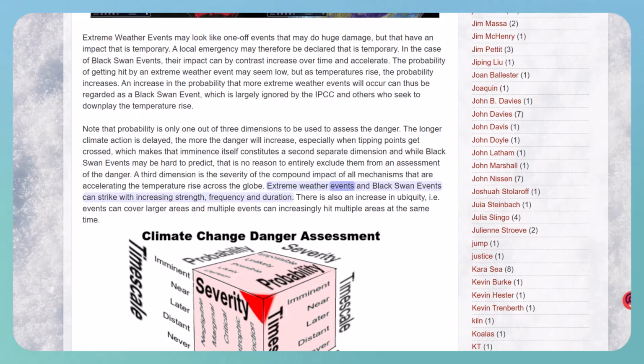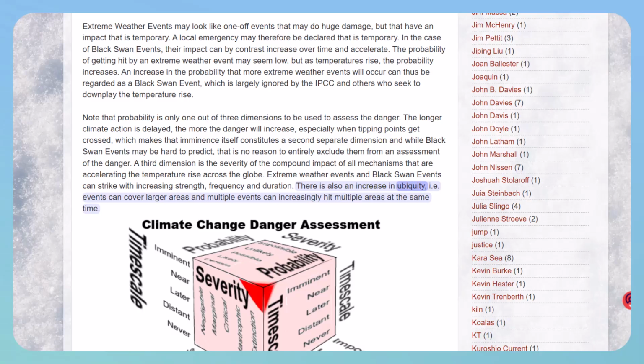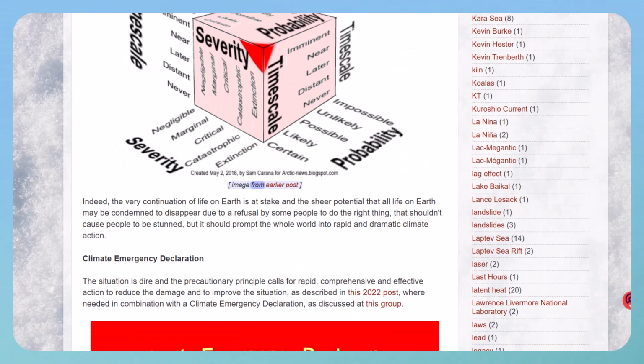Extreme weather events and black swan events can strike with increasing strength, frequency, and duration. There is also an increase in ubiquity, i.e. events can cover larger areas and multiple events can increasingly hit multiple areas at the same time. Image from earlier post.